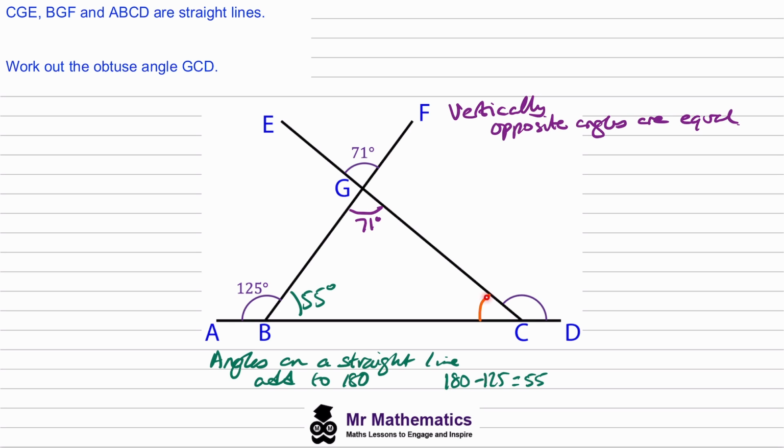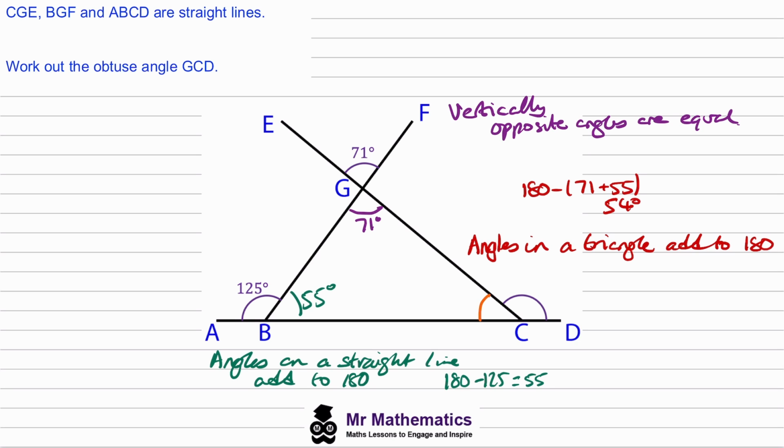So now we can work out this orange one using angles in a triangle. And angles in a triangle add up to 180. So this will be the 180 minus the sum of the other two. And this will give us 54 degrees. So using angles on a straight line again, we can work out this angle as 180 minus the 54. And this will give us 126. Okay?